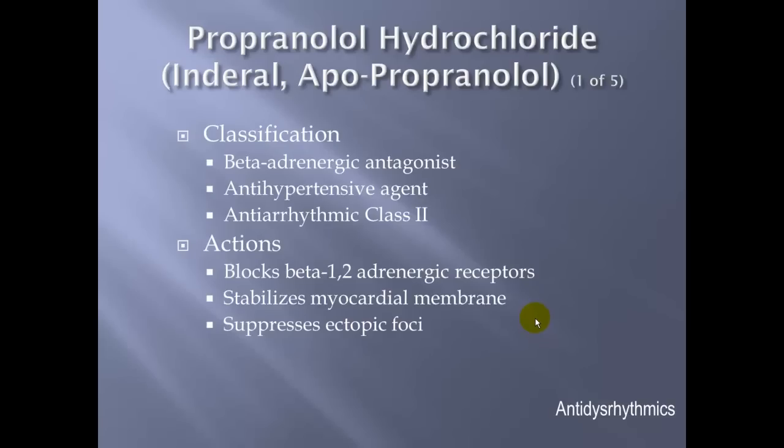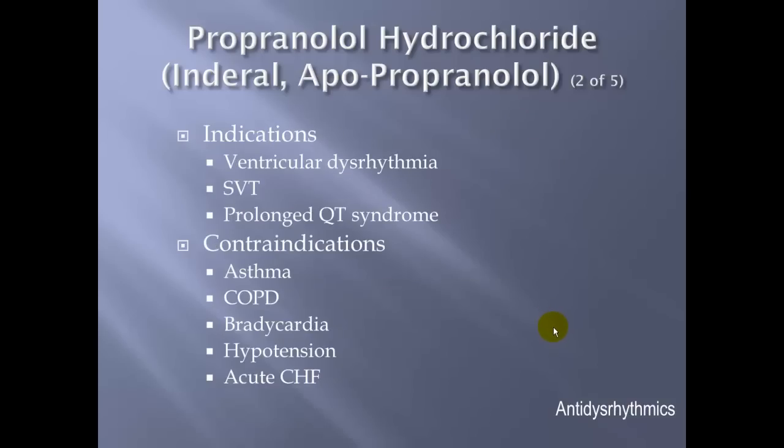Propranolol hydrochloride or Inderal. Classification on this is going to be a beta-adrenergic antagonist, an antihypertensive agent, and an antidysrhythmic class 2. It's a class 2 antidysrhythmic, which means any class 2s are beta blockers, which is the beta receptor site. Action: blocks beta 1 and beta 2 adrenergic receptors, stabilizes the myocardial membrane, and suppresses ectopic foci. Indications: ventricular dysrhythmias, SVTs, prolonged QT syndrome.